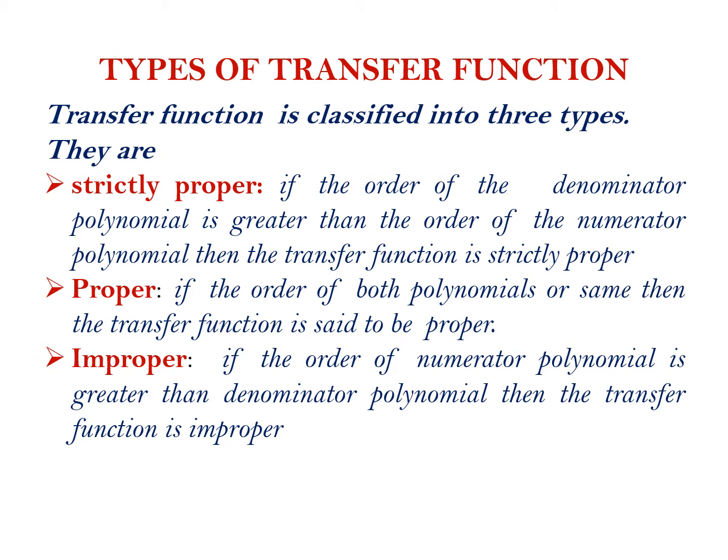We are going to see what are the types of transfer function. There are three different types of transfer function. First one is strictly proper and second one is proper transfer function and third one is improper transfer function. What is strictly proper transfer function? If the denominator polynomial order is greater than the order of the numerator polynomial, we can say that the function is a strictly proper transfer function.